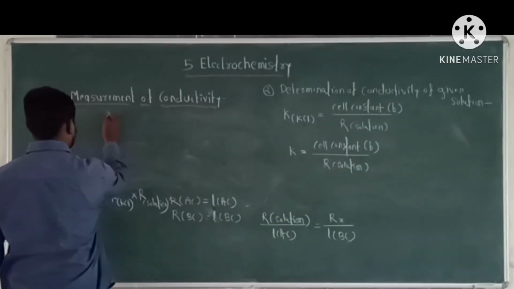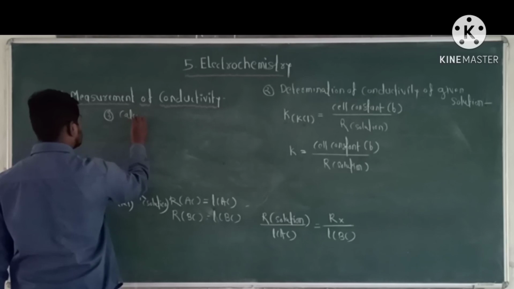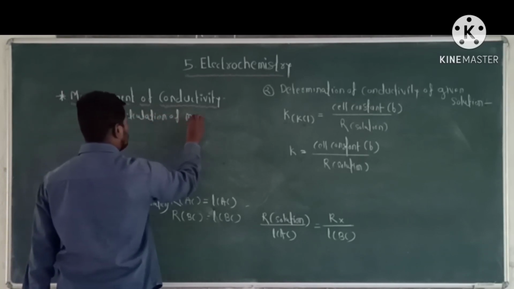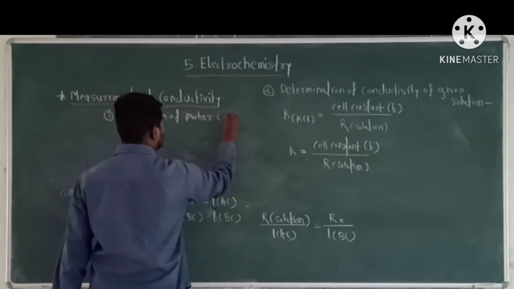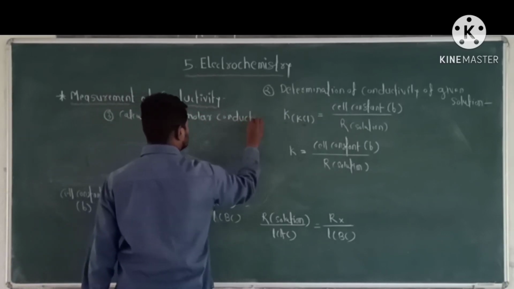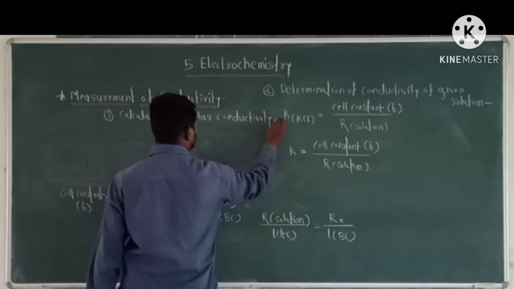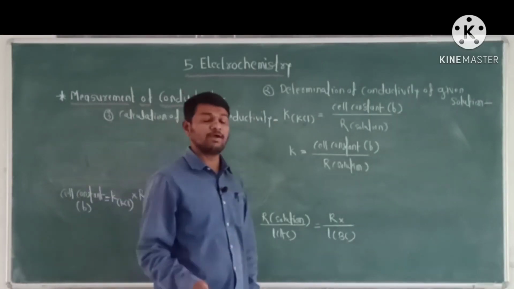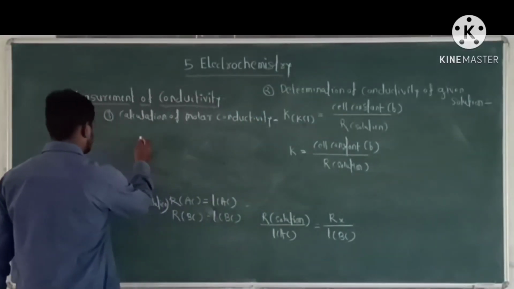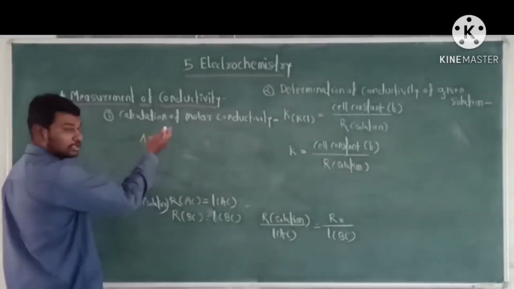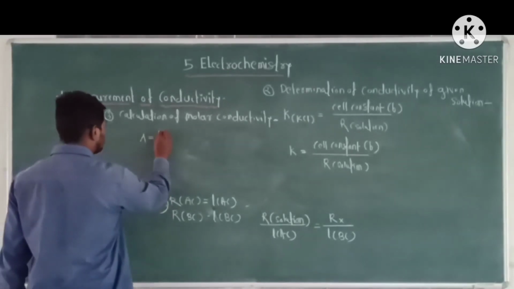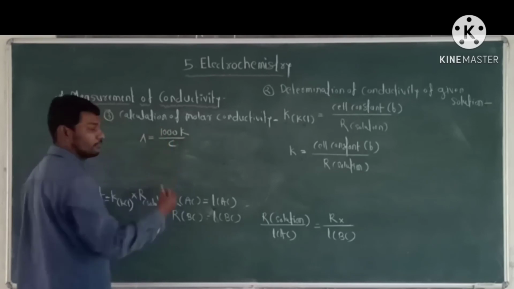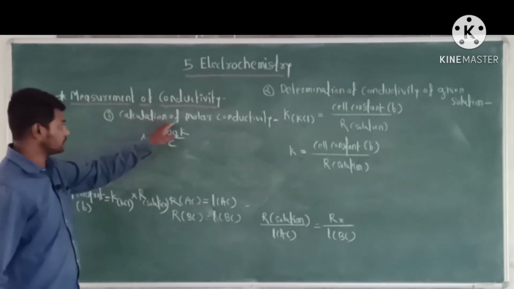Now the third step: calculation of molar conductivity. The molar conductivity of a given solution is determined using the following formula, capital lambda. The molar conductivity of the given solution is equal to 1000 K upon C.